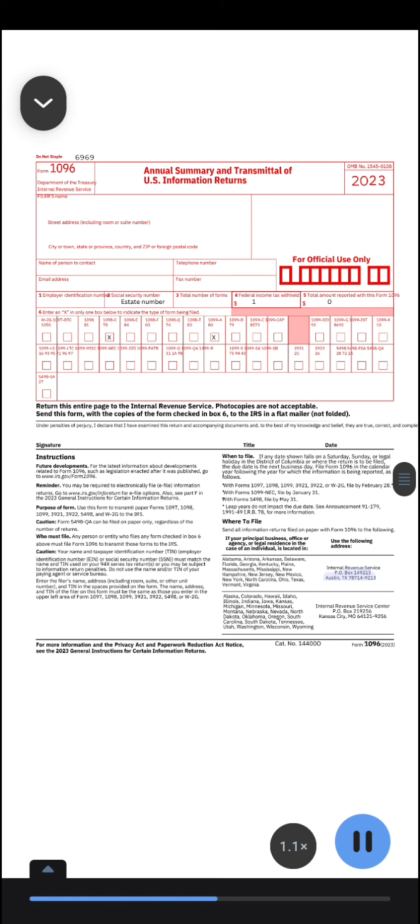Department of the Treasury, Internal Revenue Service, P.O. Box 149213, Austin, TX 78714-9213. OMB No. 1545-0108. Total amount reported with this Form 1096. Under penalties of perjury, I declare that I have examined this return and accompanying documents and, to the best of my knowledge and belief, they are true, correct, and complete. 2023. Form 1096, 2023. Annual Summary and Transmittal of U.S. Information Returns. For official use only.